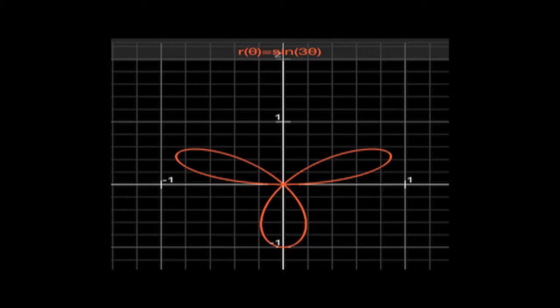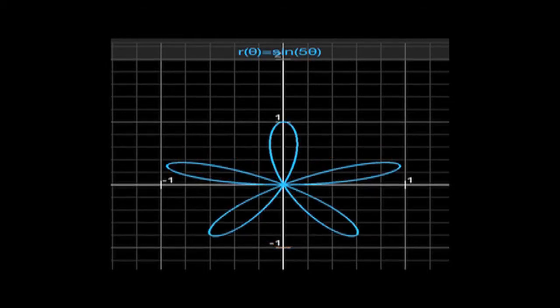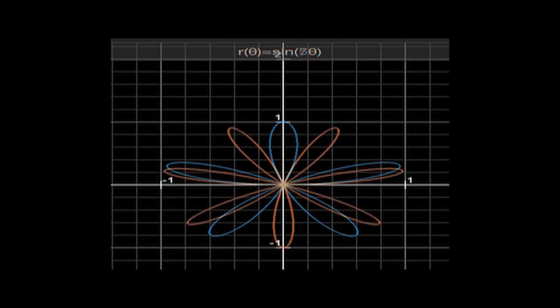The polar rose. Alright, when the argument has 3 times, it's this guy, because it has 3 petals. When the argument is 5 times, it's this guy, it's 5 petals. When the argument is 7 times, it's this guy, that guy. Alright, fine. So when the multiple is odd, you have that number of petals.